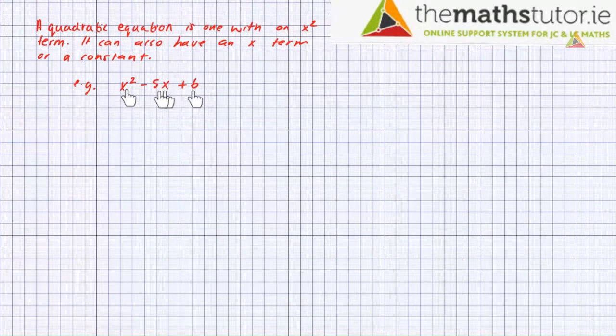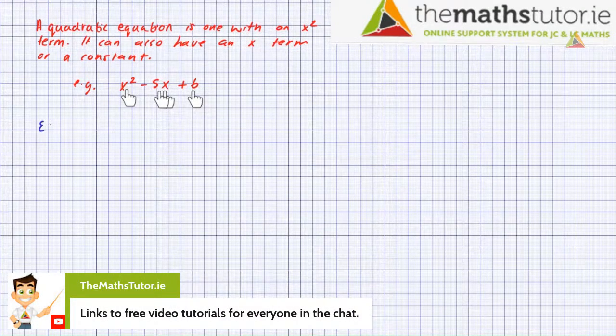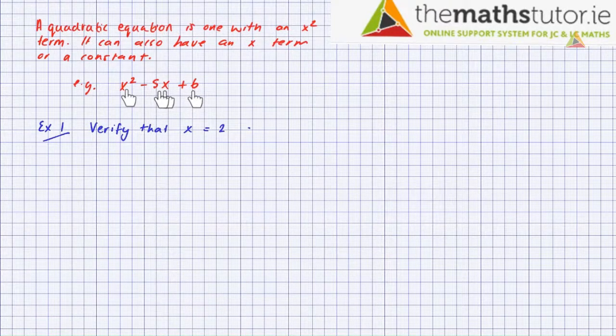So we're going to go on to the first example for our quadratics. You're going to be asked to verify that x equals 2 and x equals 3 are roots of the equation x squared minus 5x plus 6 equals 0. So that's the question, to verify.